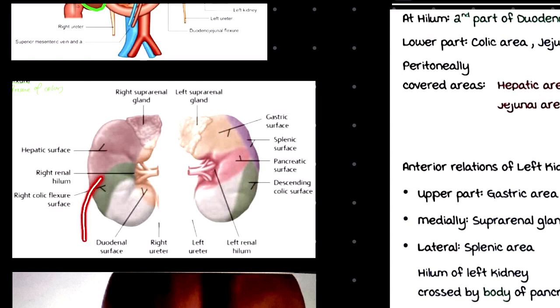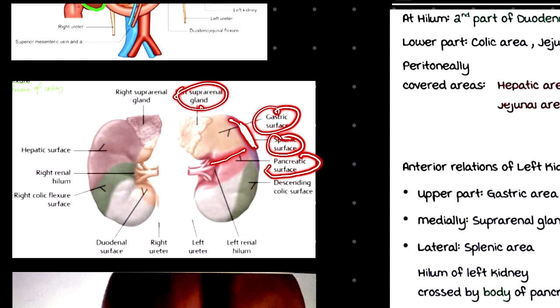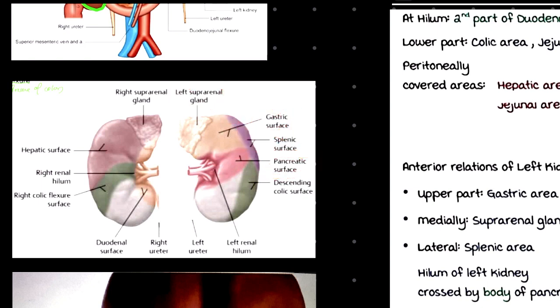Here in this area, we are finding the area of the right colic flexure, right? This is the area of the right colic flexure. Similarly, we have the duodenum. The second part of the duodenum is present right here. We have the right ureter right here. Now talking about the left one, we have the left suprarenal gland, the gastric surface, laterally the splenic surface, right? We have the pancreatic surface, which is the body of pancreas, and it crosses the hilum of our left kidney. Similarly, we have the descending colic surface, right?